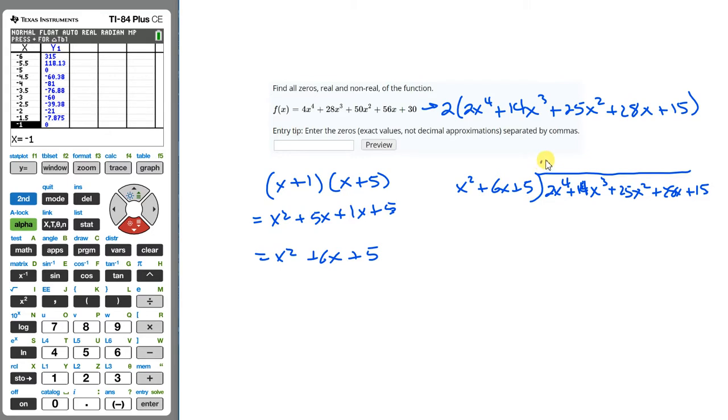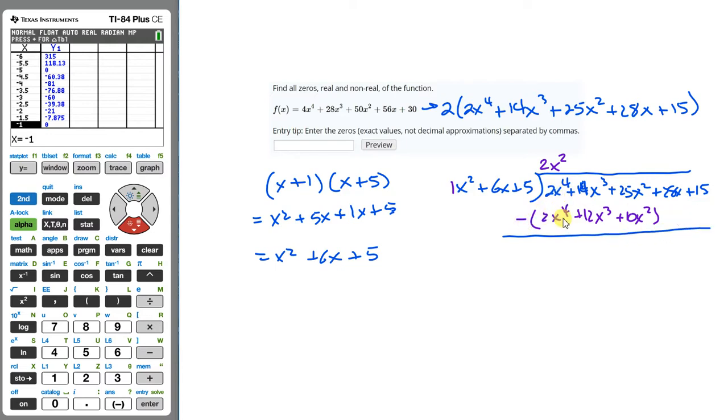I need another 2 and 2 more powers of x. Okay, so 2 times 1 is 2, x to the fourth. 2x squared times 6x is 12, x to the third. And 2x squared times 5 is 10, x squared. Okay, subtract all of this. What do I get?